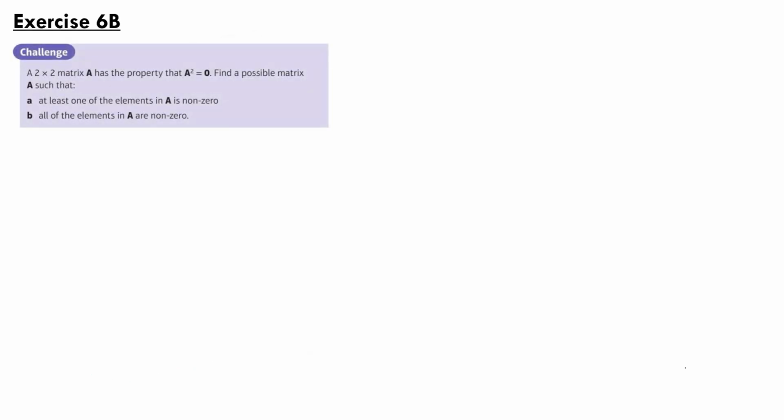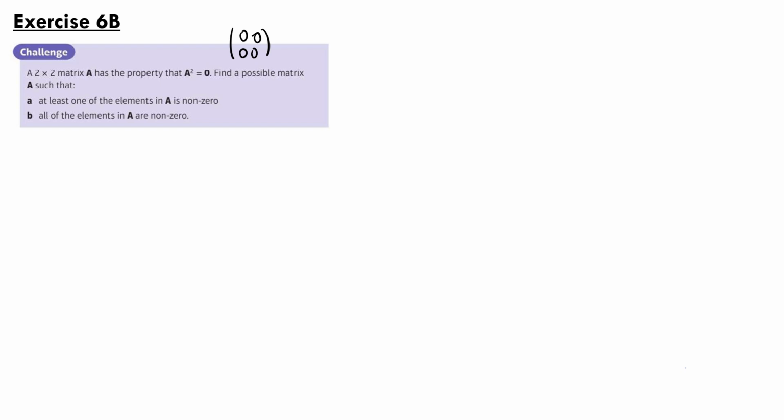For our first question, we're told that a 2x2 matrix A has the property that A squared is equal to the 0 matrix, which is just 0, 0, 0, 0. We're asked to find the possible matrix A such that for part A, at least one of the elements in A is non-zero, and for part B, all of the elements in A are non-zero.